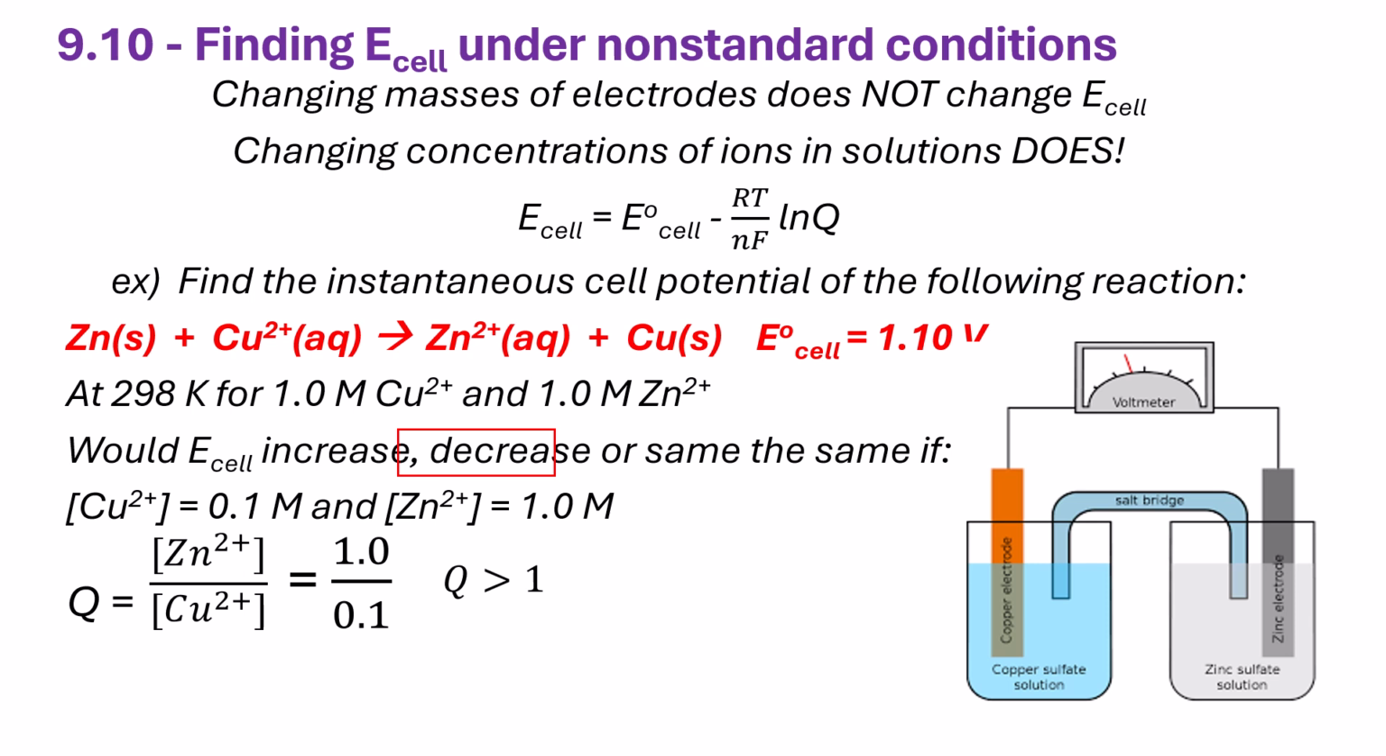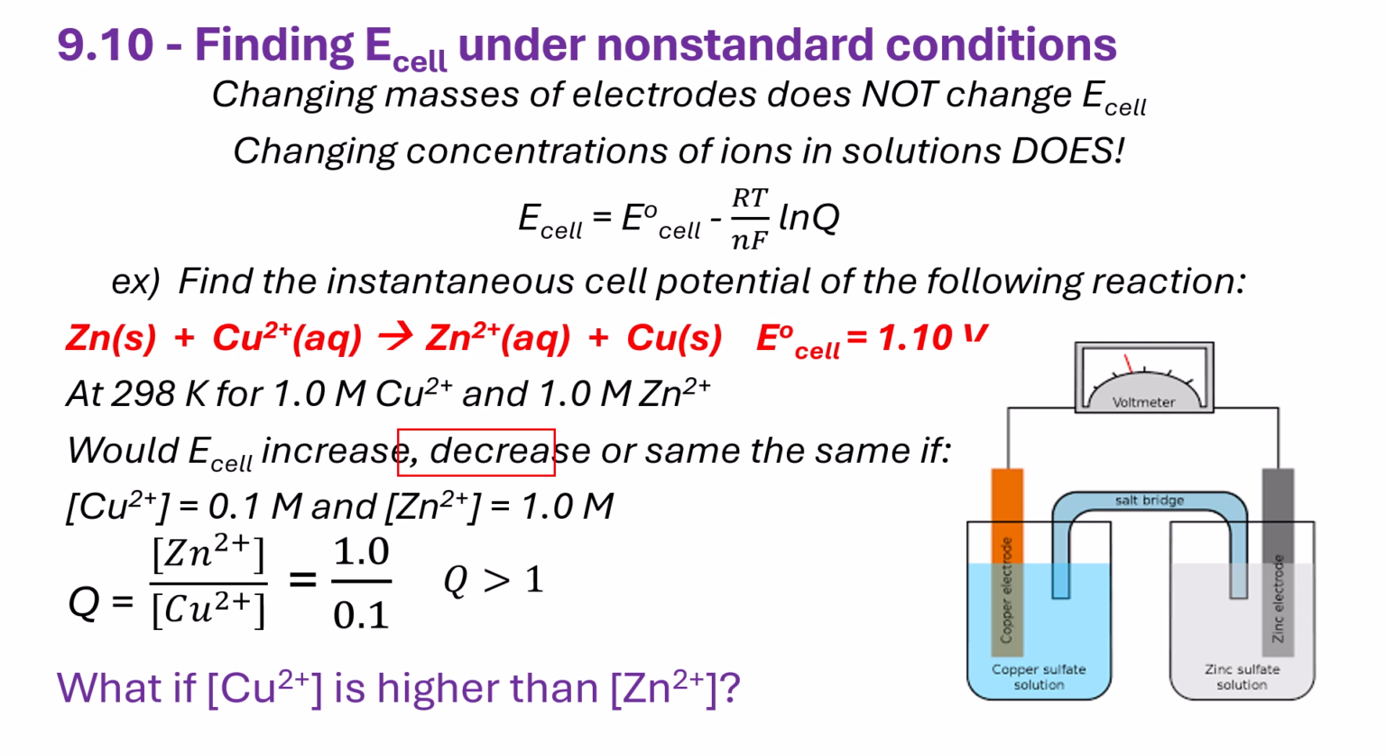And again, I don't think you're going to have to calculate that, so I wouldn't worry too much about it, but we just have to be able to look at the Nernst equation and understand the relationships there. Now, if we flip that around, what does that mean? If I have higher Cu2+ and Zn2+ is lower, what does that mean for this reaction? Well, it means just the opposite.